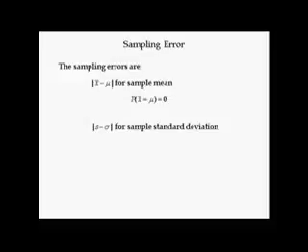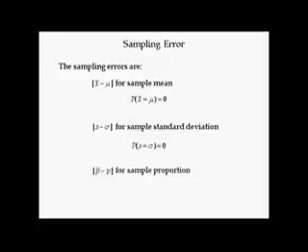Sampling error for the sample standard deviation. This exists because the probability that the sample standard deviation will equal the population standard deviation is equal to 0, because the sample standard deviation could theoretically take on infinitely many positive values, while the population standard deviation is some given value. Sampling error for the sample proportion. This exists because the probability that the sample proportion will equal the population proportion is equal to 0, because the sample proportion, again, could theoretically take on infinitely many values between 0 and 1, while the population proportion is some given value between 0 and 1.